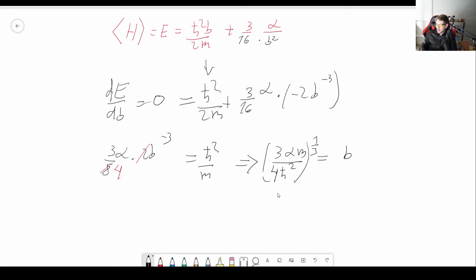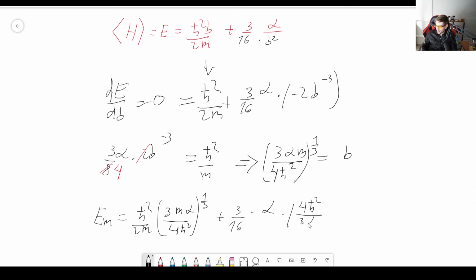Yes, okay, amazing. So now let's plug this into our value for the energy so that we can find the minimum value for said energy. Okay. So in the first part, we get h bar squared over m, and then 3m alpha b to the 4 over h bar squared to the 1/3, plus 3 over 16 times alpha times 1 over b squared. So let's flip this around and square it. So we get 4 h bar squared over 3 alpha m to the 2/3.